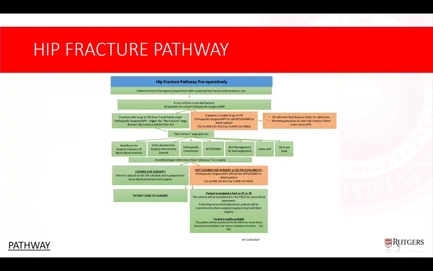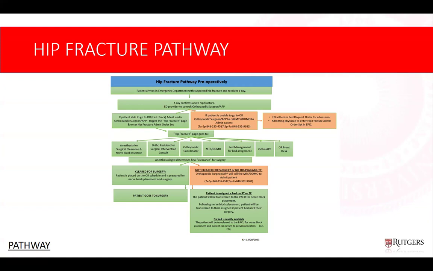So I'll introduce this briefly. If you've never seen this before, this is our hip fracture pathway that we've developed. I won't go through every little box, but the general trend is a patient comes to the emergency department, they get an X-ray, and it shows a hip fracture. The orthopedic resident is contacted and activates the pathway. The hip fracture page then goes out to all the stakeholders: anesthesia, the residents, the orthopedic coordinator, the medical team, bed management, the ortho APNs, and the OR desk.